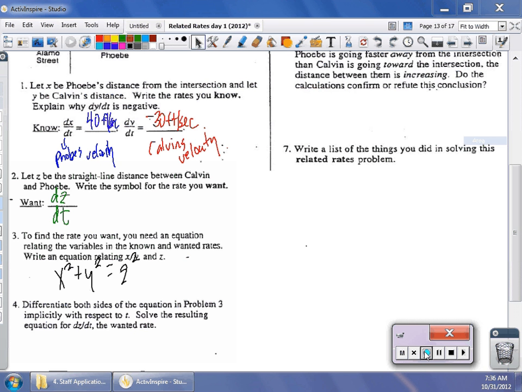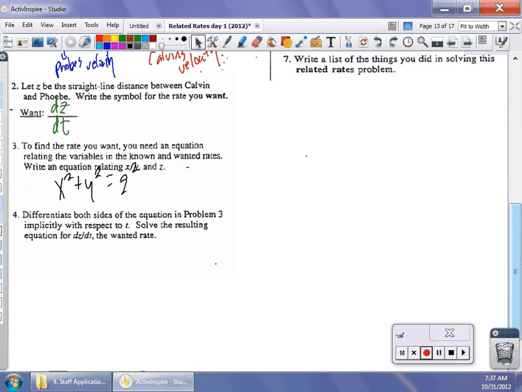All right, so now that we have our equation, in number 4 it tells us to differentiate both sides of the equation. So this is where we're going to bring our rates in. Currently we have an equation that relates the distances to each other, but we need to compare the rates. So if we find the derivative, let me copy my equation down again.